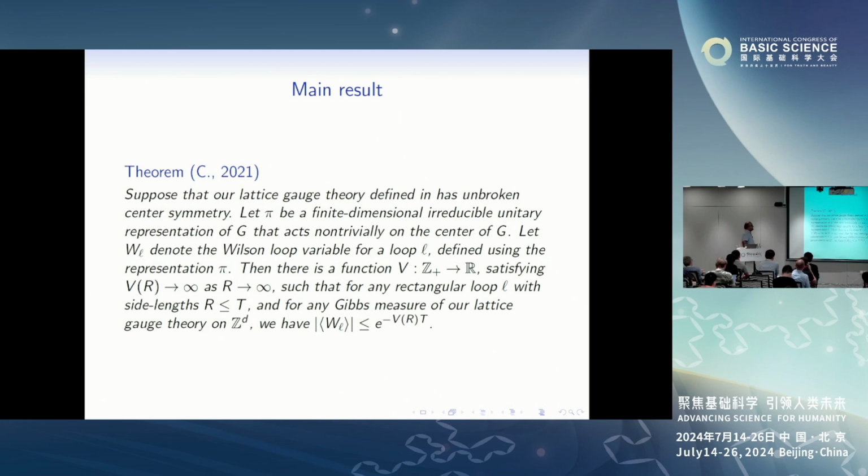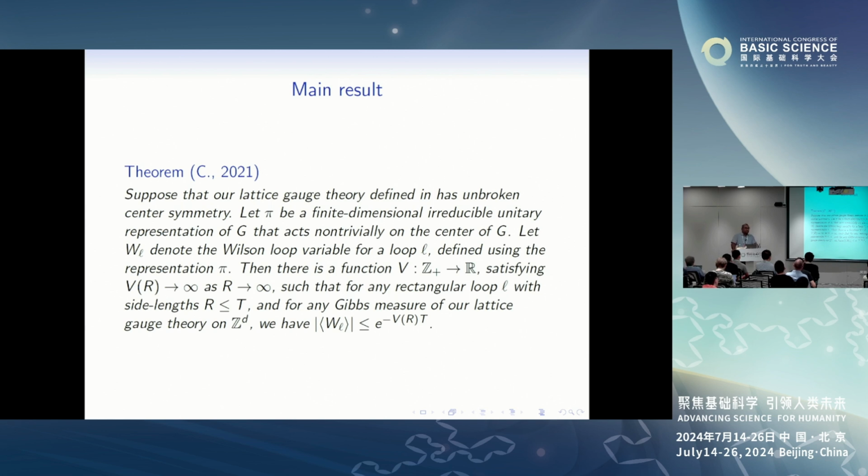So here's a theorem. Suppose the lattice gauge theory defined above has unbroken center symmetry. Let pi be a finite dimensional irreducible representation of G that acts non-trivially on the center of G. So this is where the non-triviality of the center comes in. So the representation that you're choosing for defining a Wilson loop has to act non-trivially on the center. In particular, the center has to be non-trivial. Let W_L denote the Wilson loop variable for loop L, defined using this representation pi. Then I can show that there is a function V which grows to infinity as R goes to infinity, such that for any rectangular loop with R less than or equal to t, the Wilson loop expectation is bounded by e to the minus V(R) times t. So it's an existence result that there will exist a function V so that this happens. It doesn't tell you the growth of the function, but it tells you that there will exist a function. Okay. So it implies this quark confinement.